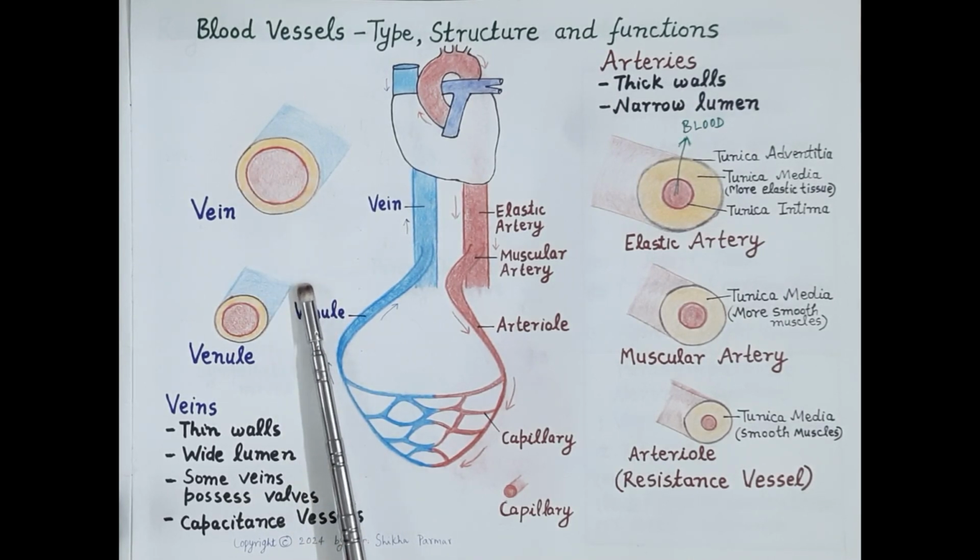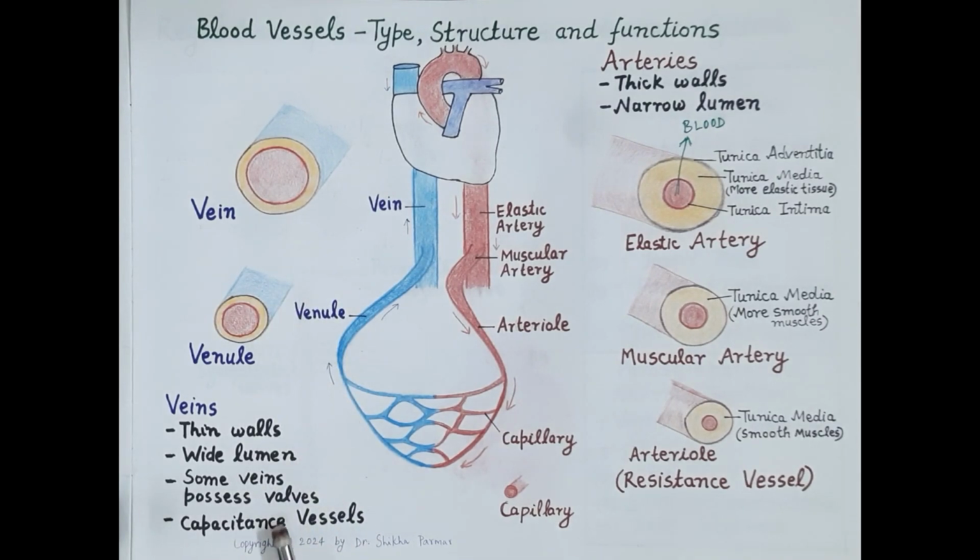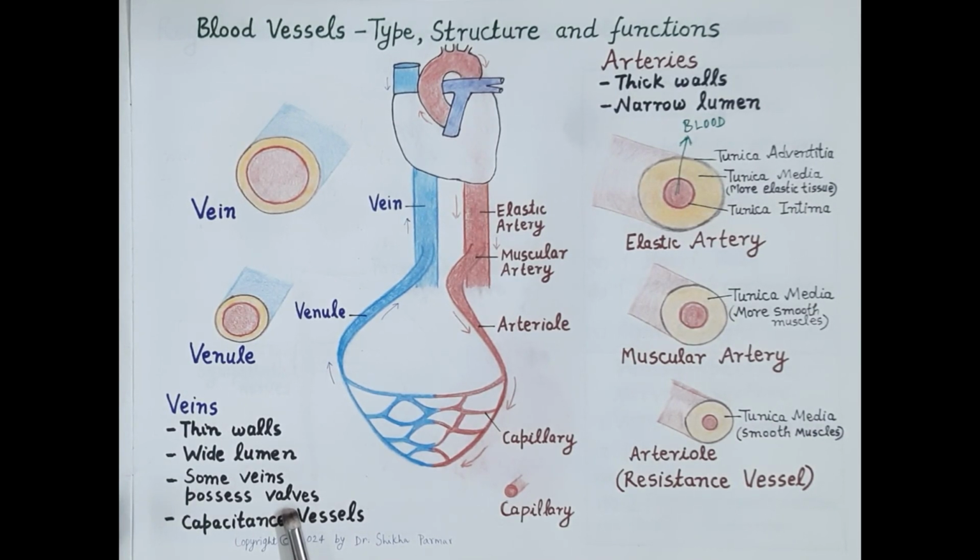Now, some veins possess valves. Now, these valves prevent backflow of blood. That means they allow only unidirectional flow of blood, only in one direction. For example, veins of the lower limb possess valve. And because of the presence of valves in the veins of lower limb, the blood from the legs flow only in one direction, that is from the legs towards the heart.